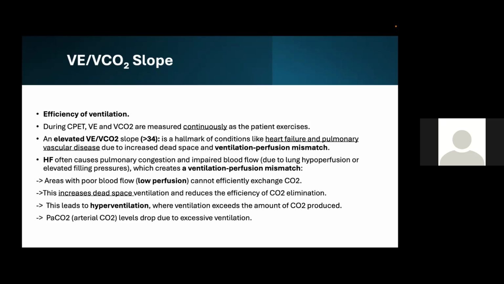So for example, a heart failure patient often has pulmonary congestion and impaired blood flow due to lung hypoperfusion and elevated filling pressure, which creates a ventilation perfusion mismatch. So the area with poor blood flow, low perfusion, cannot efficiently exchange CO2, and that leads to increased dead space ventilation and reduced efficiency of CO2 elimination. It can then lead to hyperventilation, where ventilation exceeds the amount of CO2 produced, and then CO2 levels drop due to excessive ventilation.